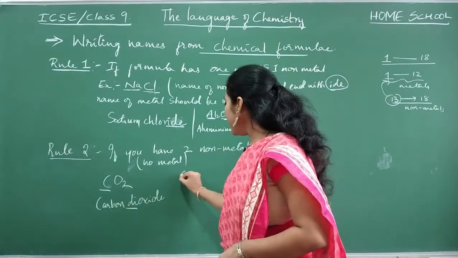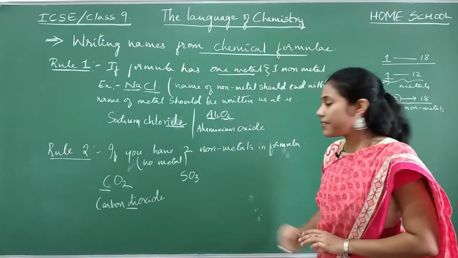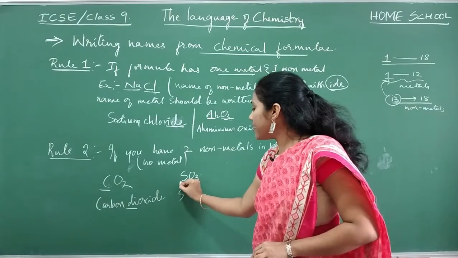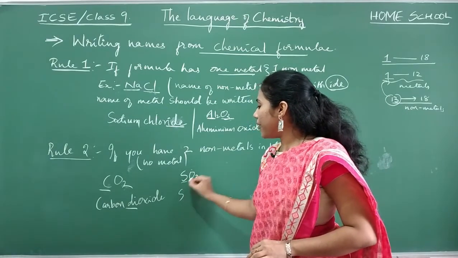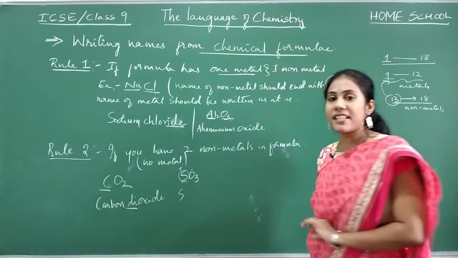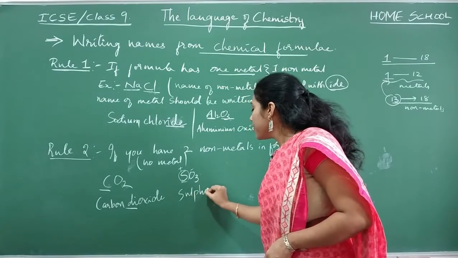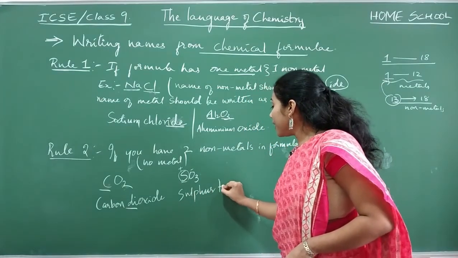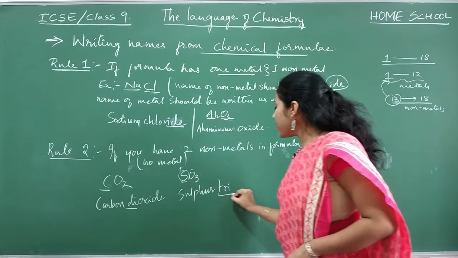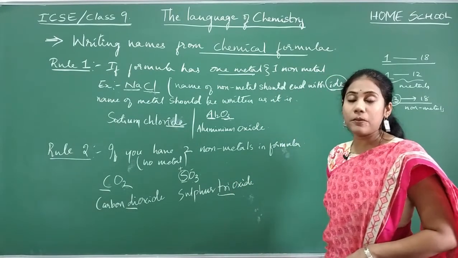Similarly, SO3 is there, and now how do you write its name, guys? Sulfur is the positive part, the other is the negative part. The first element will always carry a positive charge, the next element will always carry a negative charge. So sulfur, and if 3 is there, we will use the word tri. Its name is sulfur trioxide.